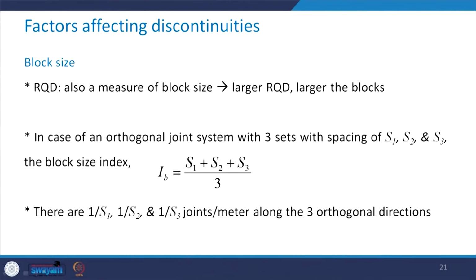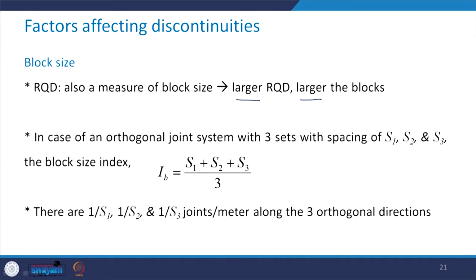Apart from these, RQD is also a measure of block size. You know how to determine the RQD. Whatever pieces of the core which have a length more than 10 centimeter, you add all of them, divide by the total core run length and multiply by 100, and that is going to give you the RQD. So, the larger the value of RQD, the larger will be the block size.